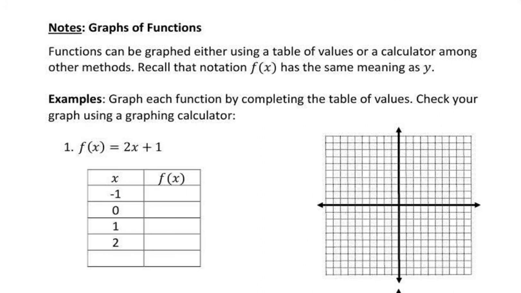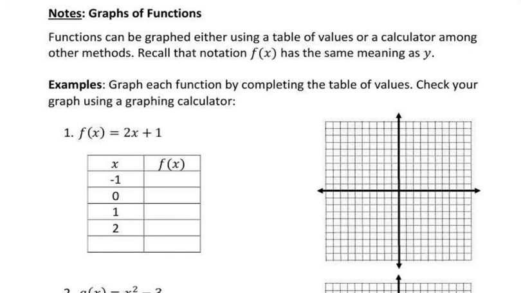So first, let's just start talking about graphs of functions. They can be graphed by either using a table of values or a calculator if you have a graphing calculator. Desmos.com is an online calculator you could use if you don't have a TI-84 or another graphing calculator at home, as a way to check your work. But if you need to graph by hand, a table of values is a good method, particularly when given a function that you're not familiar with.